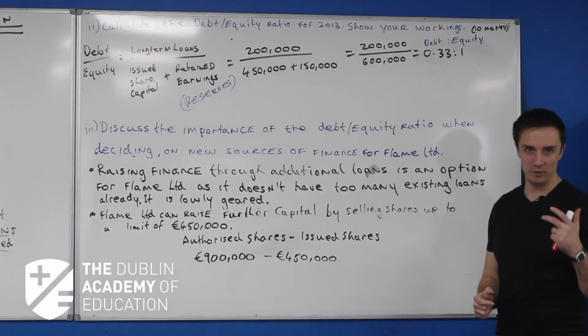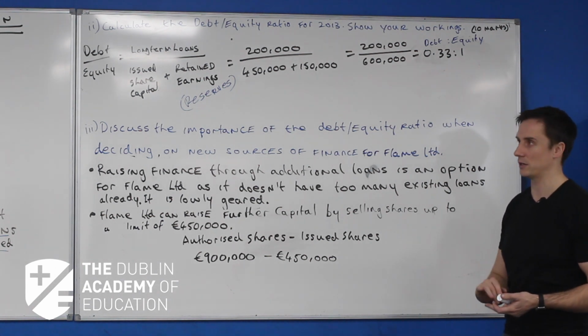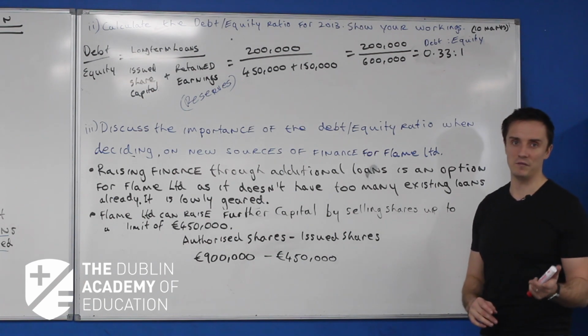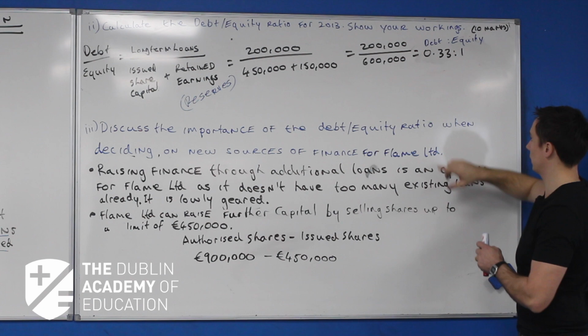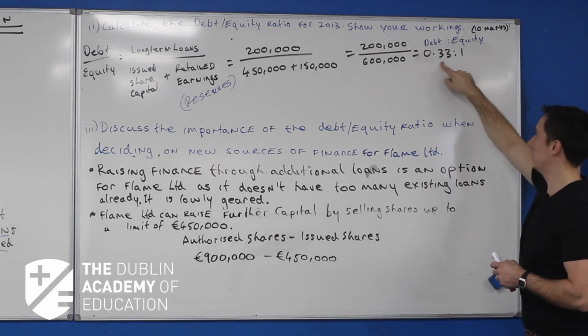If they want to take out new finance, should they go with debt or should they go with equity? Now Flame Limited are in a very, very good position because what we see here is that they're lowly geared. Whenever you see that a business is lowly geared, it's when their debt is less than their equity.